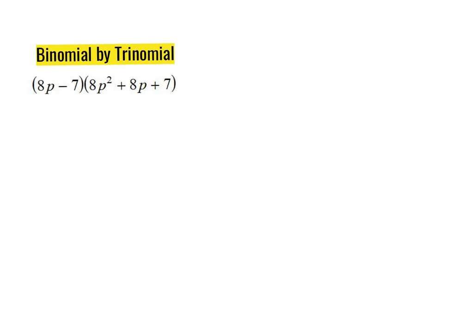So I'm going to distribute my 8p to everything individually. So 8 times 8 is 64. P times p squared is p to the third power. Then I'm going to do 8p times 8p, 64. P times p is p squared. Then I'm going to do 8p times 7, so I get 56p.